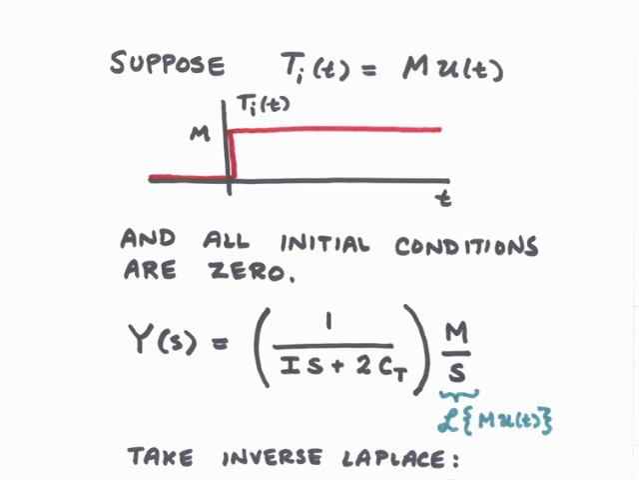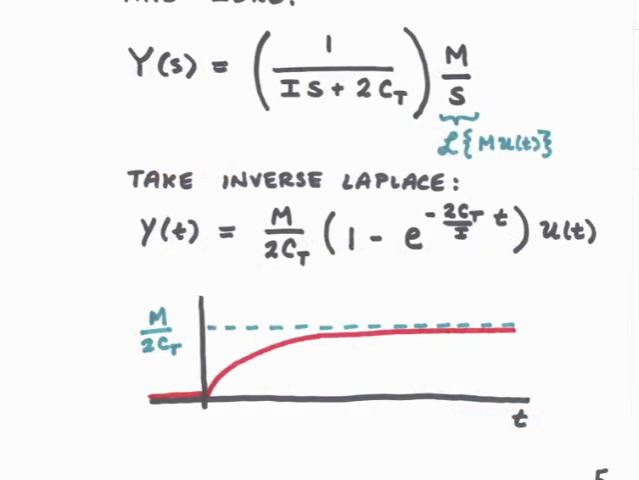And the height of my step I'll make m, which is the torque that's being applied after time 0. So Ti of t equals m u of t. And I show that graphed here. Now, if we Laplace transform this input torque, we'll find that its Laplace transform is m over s. And now we'll multiply that by our transfer function, 1 over Is plus 2ct. And that will give us the output Y of s, the angular velocity.